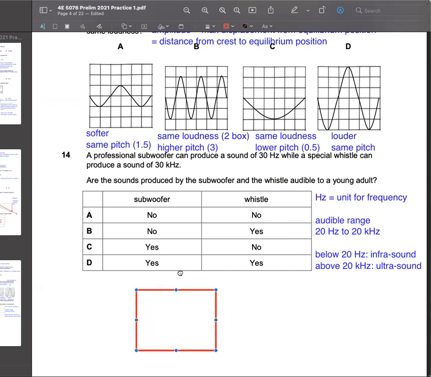No, it's yes, no. It's C. Yes, no. No, it's no, yes. Why no yes? Oh wait, yes, no, sorry. Shit, I saw the wrong question.